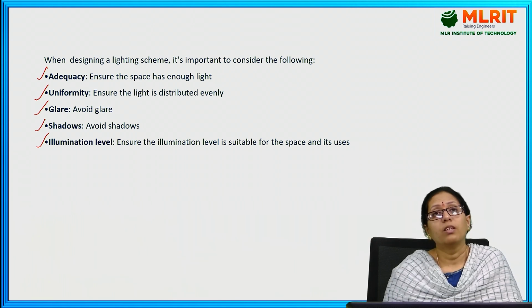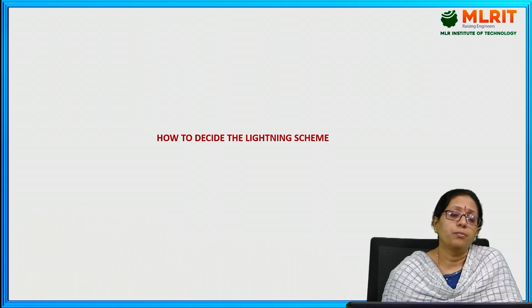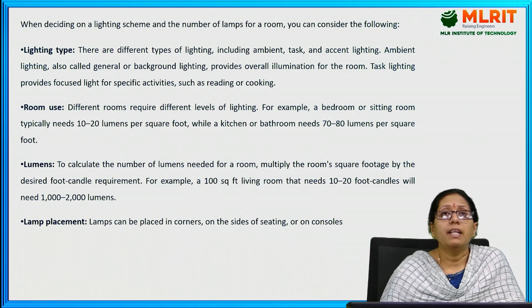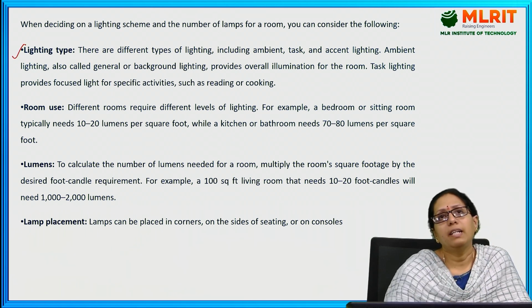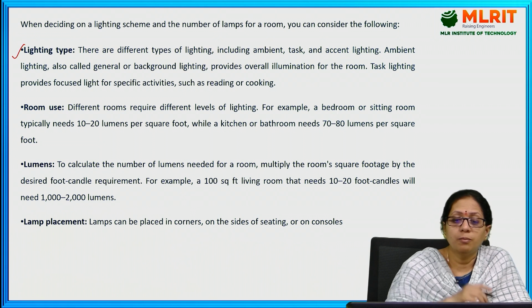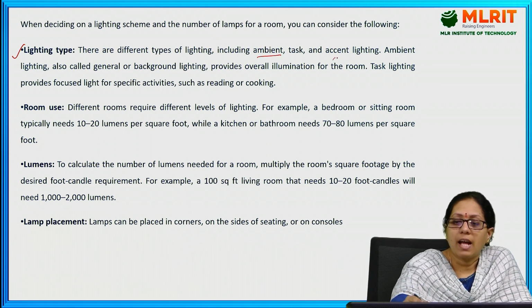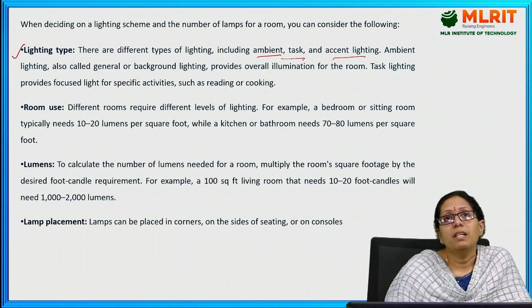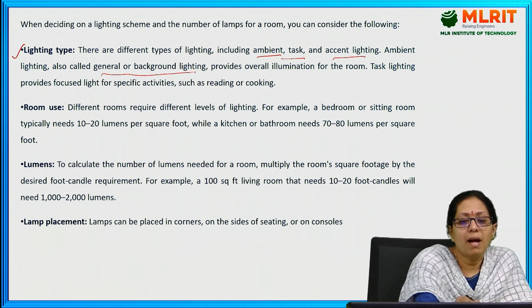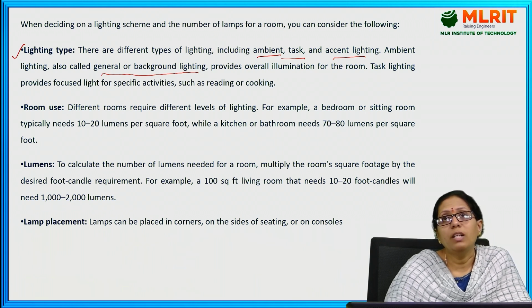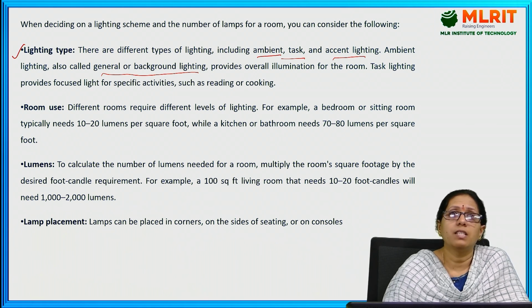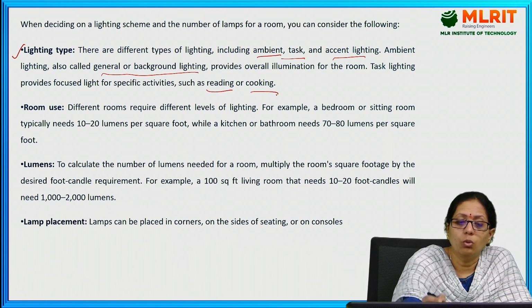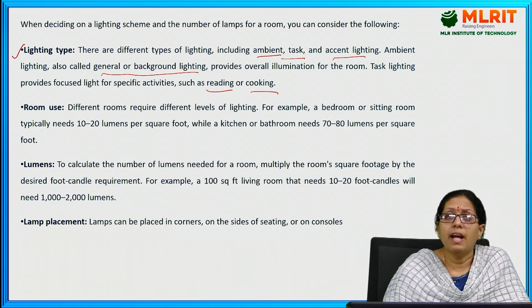How to decide the lighting scheme? When deciding a lighting scheme, for the number of lamps for a room, you should consider first the lighting type. There are different types of lighting, including ambient, accent, and task lighting. Ambient lighting provides general and background lighting, overall illumination for the room. Task lighting provides focused light for specific activities such as reading and cooking.